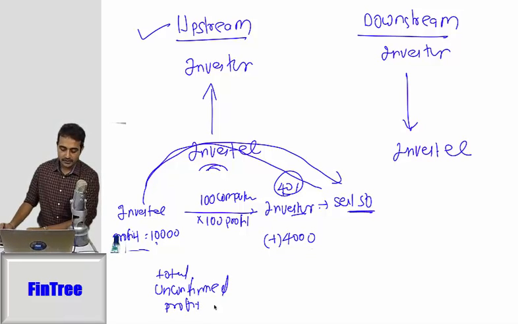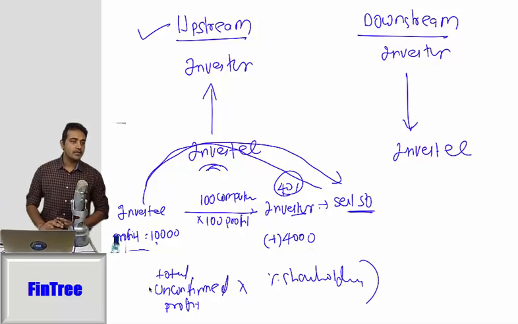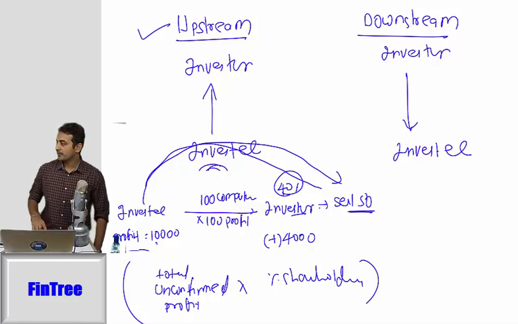And if you feel nothing of this makes sense, then the easiest way is find out total unconfirmed profit, multiply with percentage of shareholding and simply reduce that from the profit of investor. You're done. Total unconfirmed profit. Unconfirmed means that which is not sold further, multiplied by percentage stake. Is it fine now?